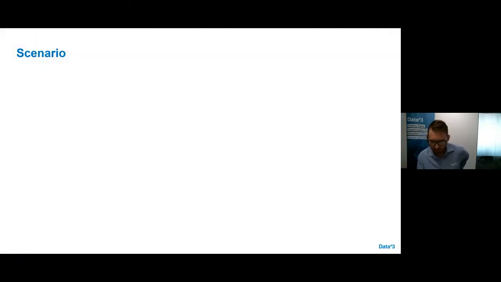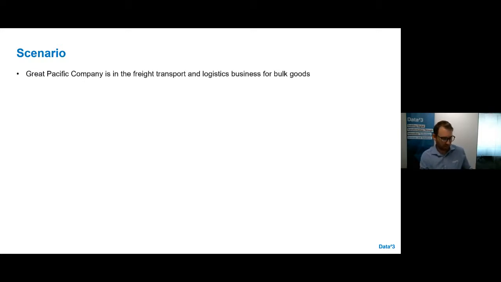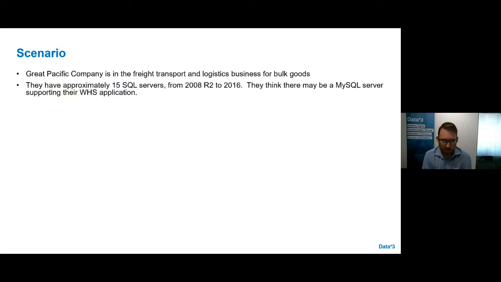So I've got a scenario to play through first, and then I'll whiteboard it digitally to you. I've got a scenario that we're going to use to go through a bit of a session. We'll think about what it means for the client, and what options are available to them to plan out their migration. This is something that we would do with a customer fairly typically. The scenario in this case is a fictitious customer, of course. There's a company called the Great Pacific Company, a freight transport logistics business for bulk goods, and they've got about 15 SQL servers, ranging from SQL 2008 R2 to 2016.